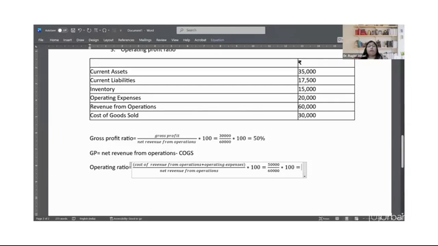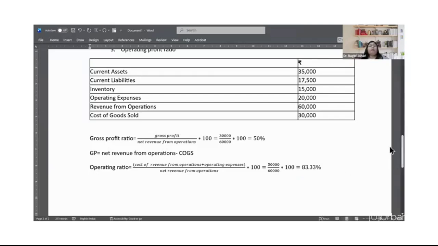Right. So now what ratio do we get out of it? The ratio is 83.33%. All right. So this means what? That the operating cost is 83.33% of the net revenue from operation.